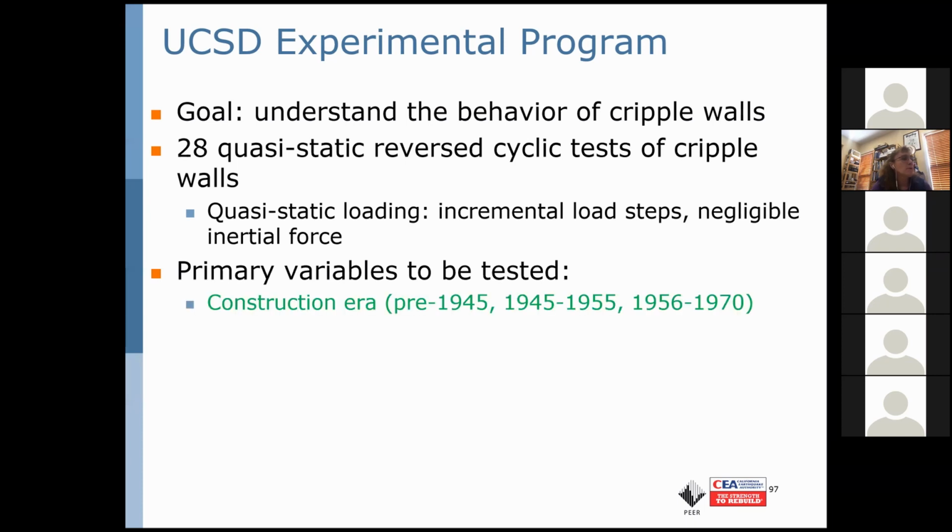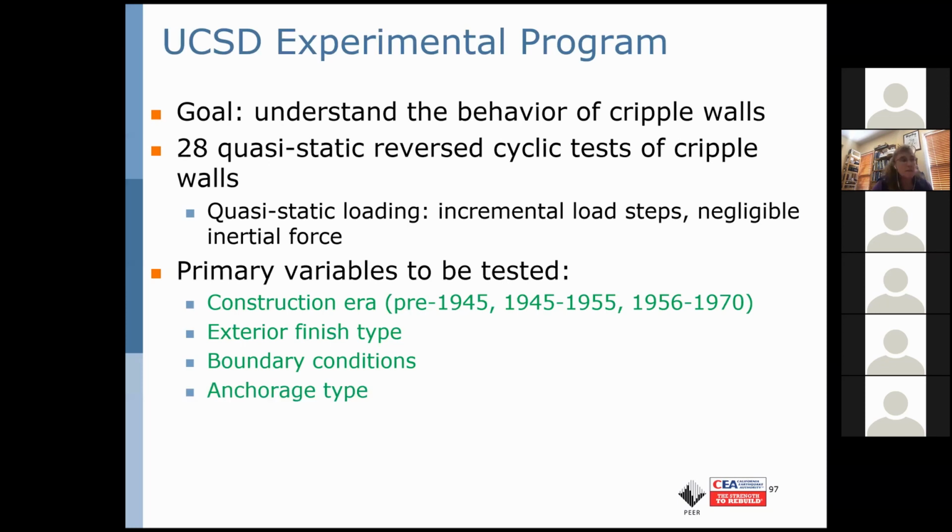The variables we focused on were largely derived from the work of Working Group 2, and Evan spoke about that this morning, laying the foundation for the type of finishes that existed in the eras derived from their group: prior to 1945, about 45 to 55, and beyond 55 up until about the 1970 era. This included some variations in exterior finish type. We also looked into the issue of boundary conditions, which ended up occupying at least one of our 4 phases of testing, as well as anchorage type.